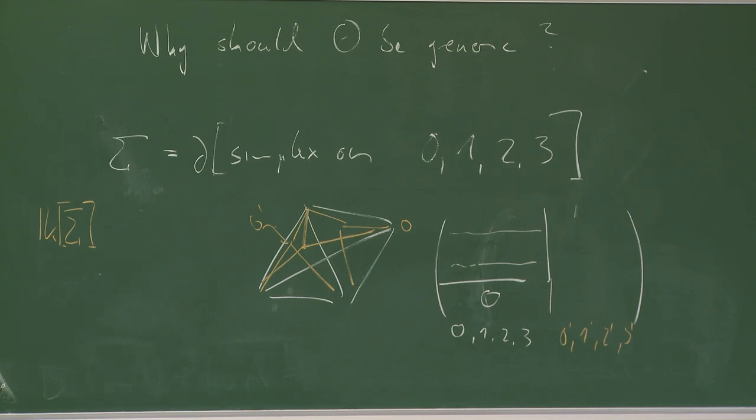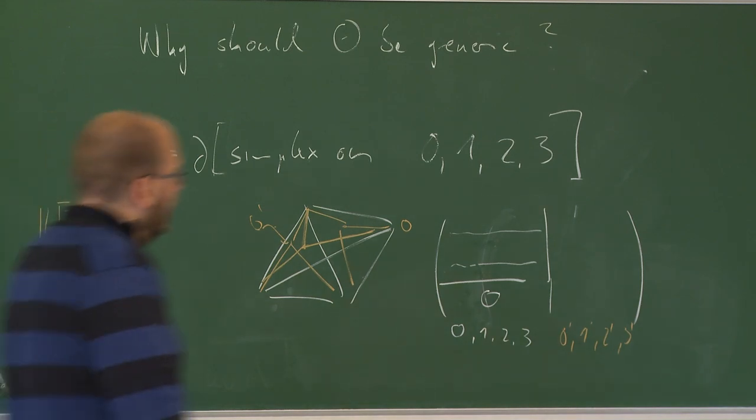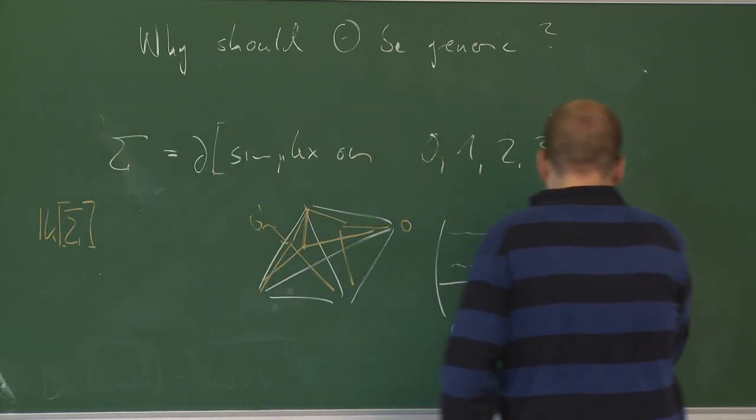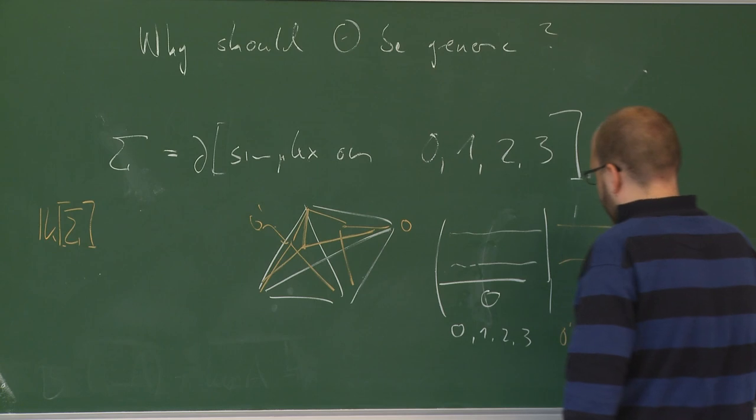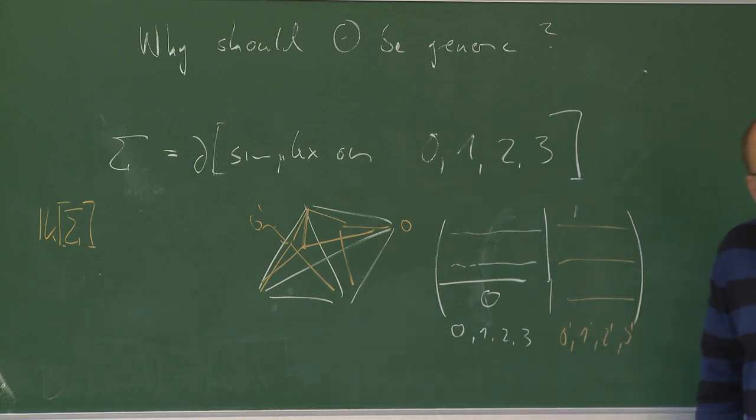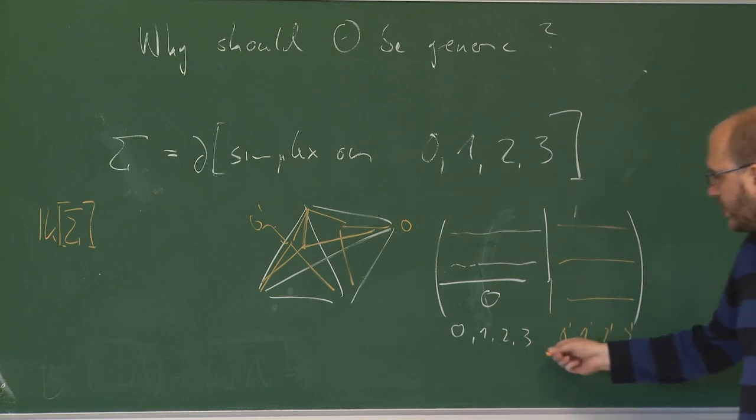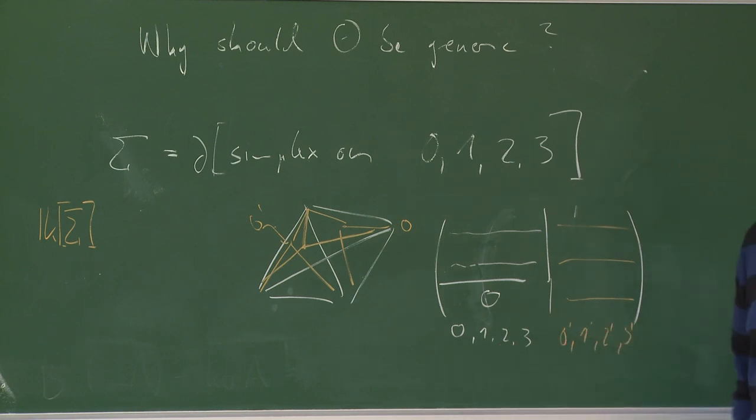And then what I do is I take this theta and I extend it generically here, extend it generically here, and extend it generically here. Okay? So now I have a theta on 0, 1, 2, 3, and 0 prime to 3 prime. And it turns out that now I have a linear system of parameters.